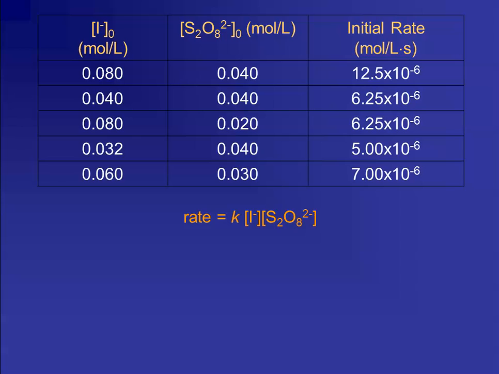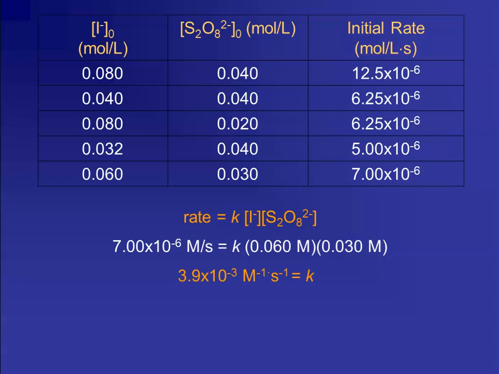So at this point, we now know what our orders are for I minus and S2O8 2 minus. So we know the value of m, and we know the value of n. If we want to find the value of our rate constant, we should be able to use any of these 5 experiments to solve for k. And I will tell you, it does not matter which one you use as long as you are consistent. I chose to use the 5th one. But whether you use the first row, second row, third row, or fourth row of data, as long as you substitute everything in correctly and you isolate k, you'll get the same value.